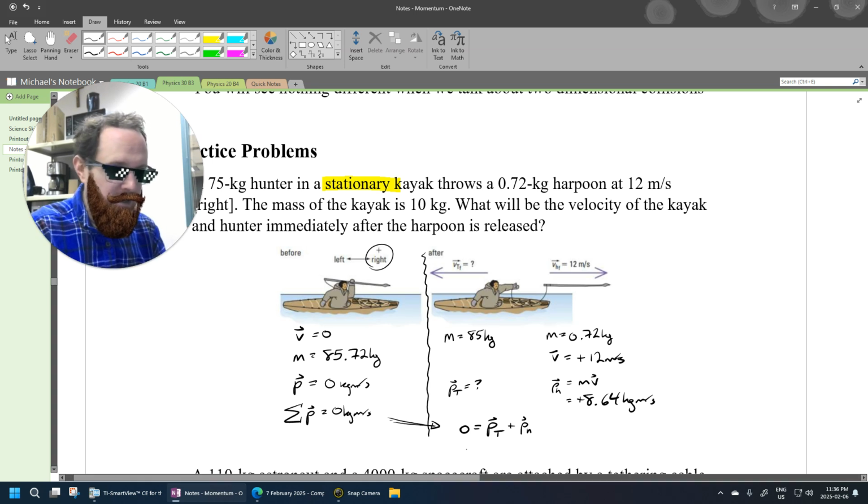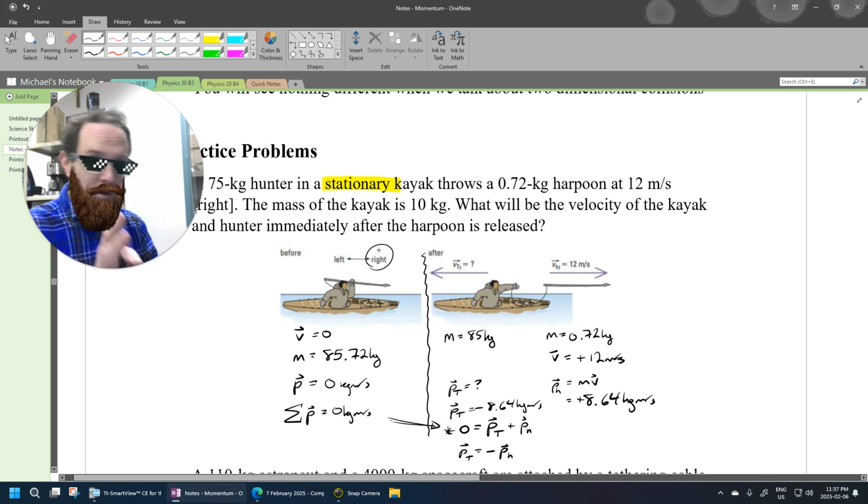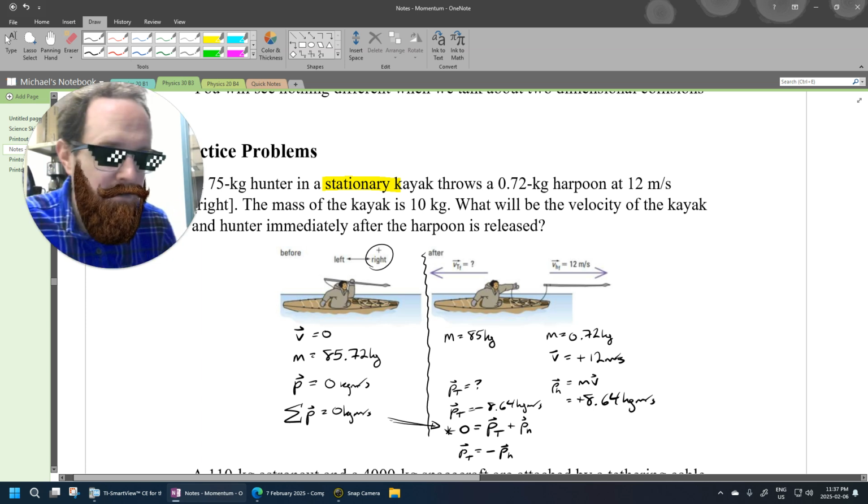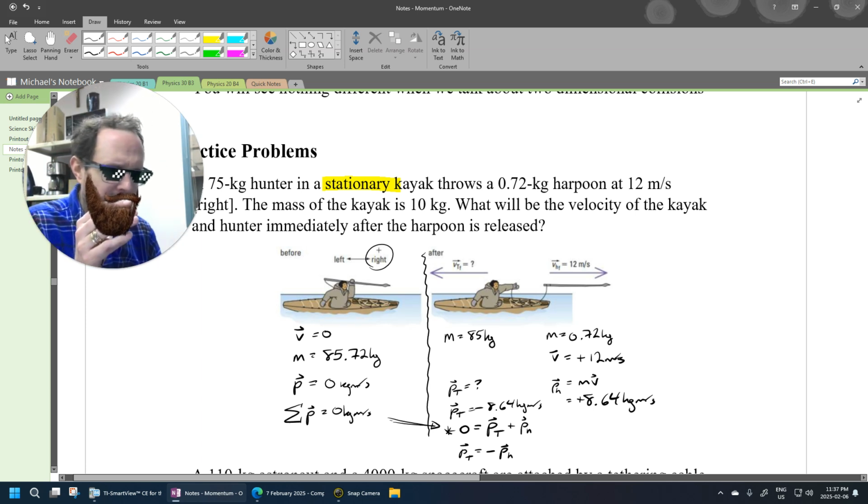Okay, so we can put our numbers in here. We just rearrange this and say that PT, the momentum of the hunter and kayak together, is just equal to negative pH of the harpoon. So that means this is negative 8.65. Now we know the momentum of the hunter and the kayak together. I can now use that to determine the recoil velocity here.